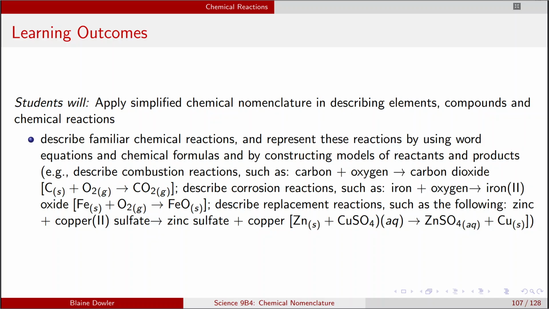So students will describe familiar chemical reactions and represent these reactions by using word equations and chemical formulas and by constructing models of reactants and products. That includes combustion, corrosion, and replacement reactions.